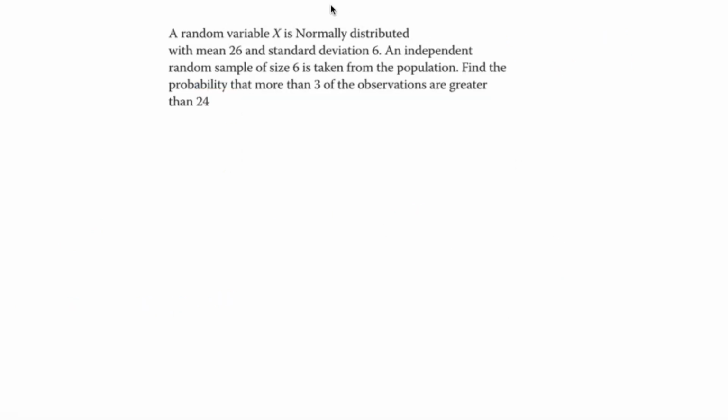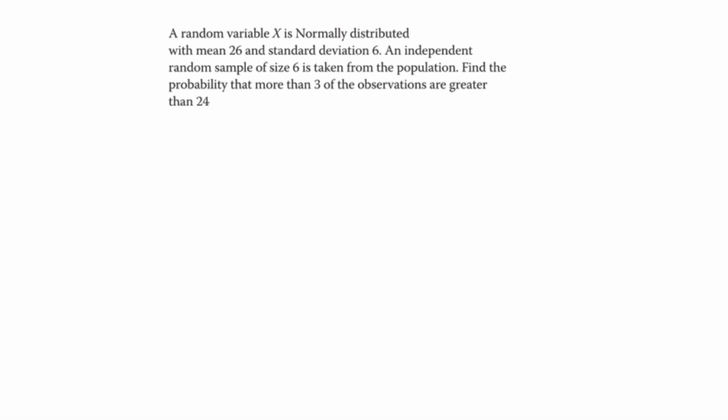So the next question says that a random variable x is normally distributed with mean 26 and standard deviation 6. So an independent random sample of size 6 is taken from the population. Find the probability that more than 3 of the observations are greater than 24. So as we've got this number, what we're going to be doing this time is actually going the opposite way around and going from the normal distribution to the binomial distribution.